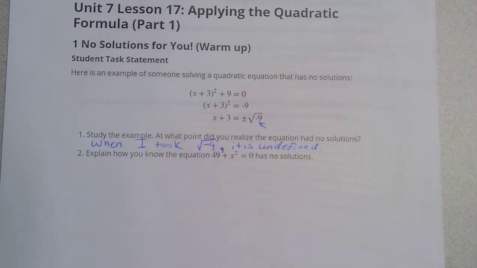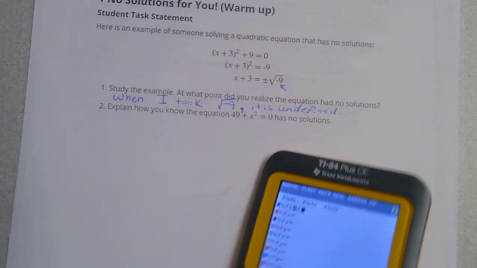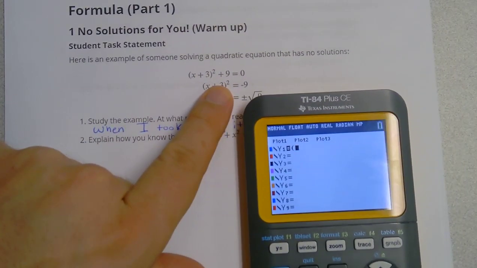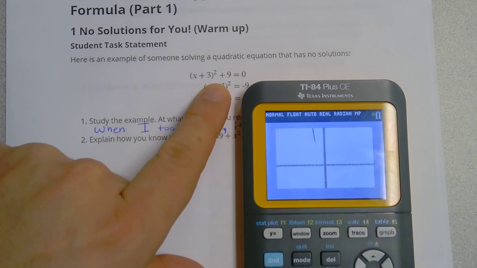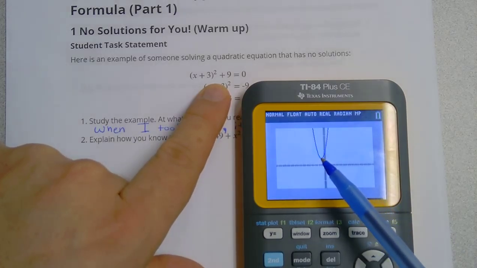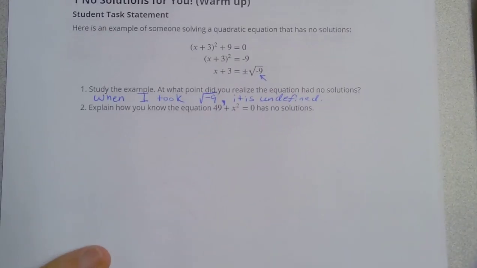We can look at that graphically as well. If I plug the function into the calculator, put (x plus 3) squared plus 9, and graph it, you can see that the quadratic function, or the parabola, does not touch the x-axis, so it has no solutions.